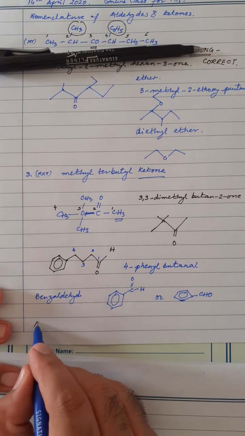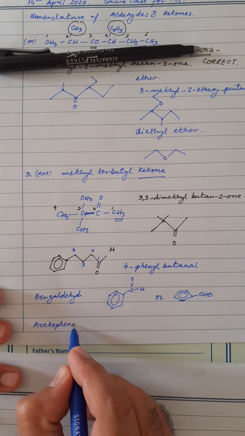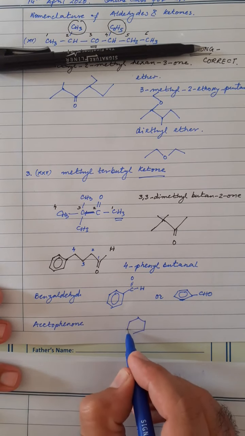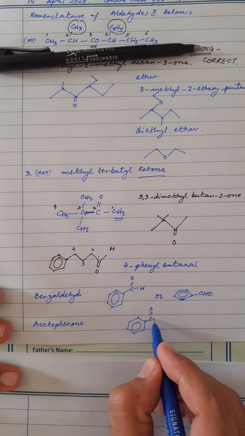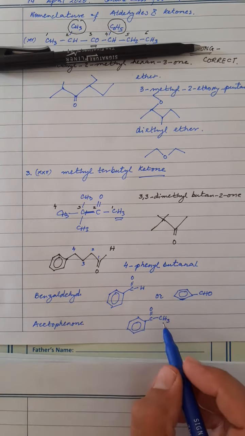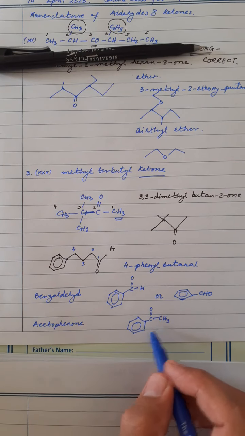The simple ketonic benzene is acetophenone, which you have seen before, where benzene ring is attached with carbon double bond oxygen and CH3. Now this, my friend, is ketonic. This is aldehydic. As you know, ketonic. This is acetophenone, and this is benzophenone, and this is benzaldehyde, simple aldehydes.